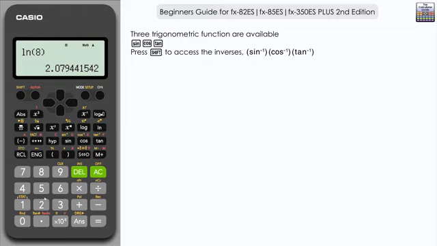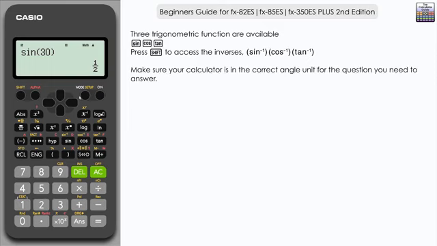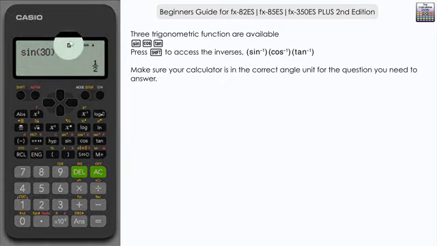So for example, if we wanted to find sine of 30 degrees, sine 30, best practice is to close the brackets or parentheses here, press equals, and you can see that we've got a value of 1/2 or 0.5 there. If we have a value in radians, let's say 3/4, what we need to do is to shift setup and then change the angle unit to radians.